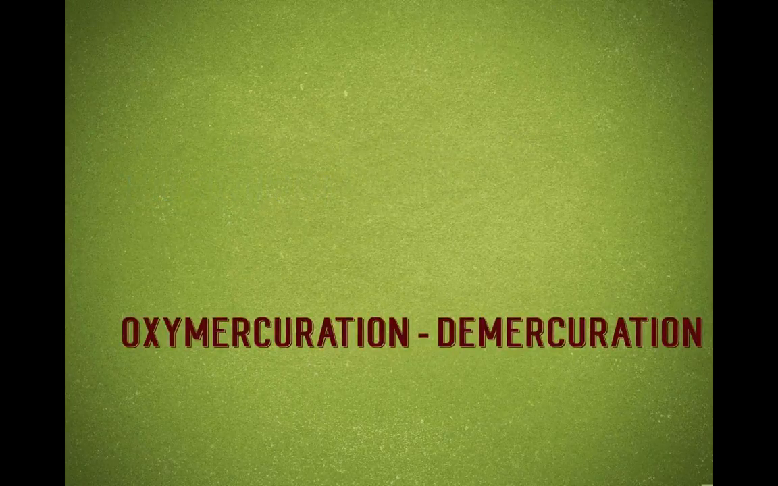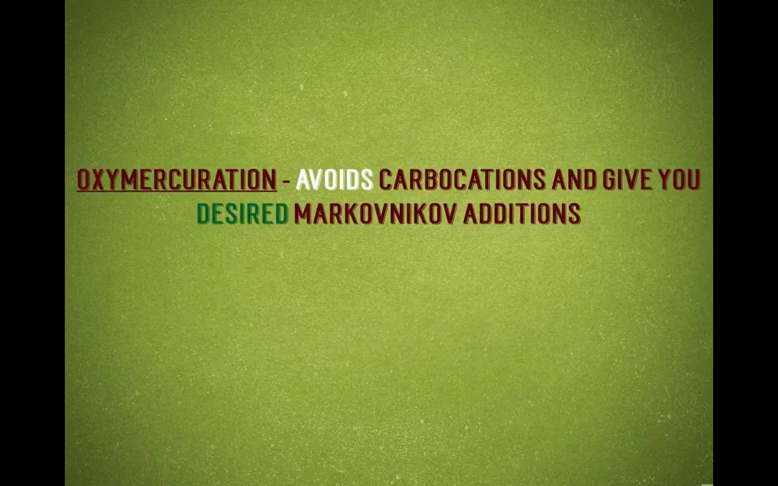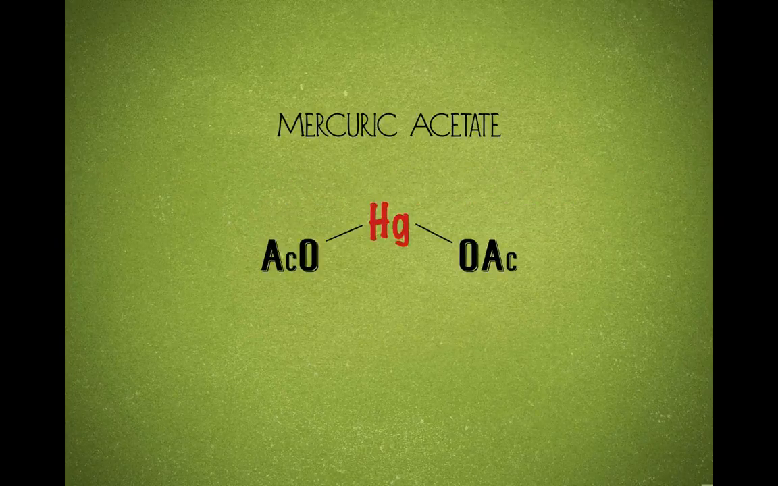So oxymercuration, demercuration reactions are what we're going to be talking about today. These reactions avoid carbocations and give you the desired Markovnikov additions. Okay, and they give them to you in a much more straightforward manner. So we want to look at this molecule that helps.